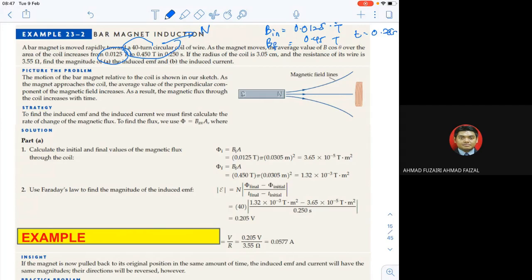If the radius of the coil is 3.05, this should be the r. Why do we need r? Because we want to do pi r squared. But remember to do it in SI units. And the resistance of the wire is 3.55 ohm. So this should be the R. Find the magnitude of number one, A, induced EMF. They want to know what the induced EMF is. And number two is the induced current.